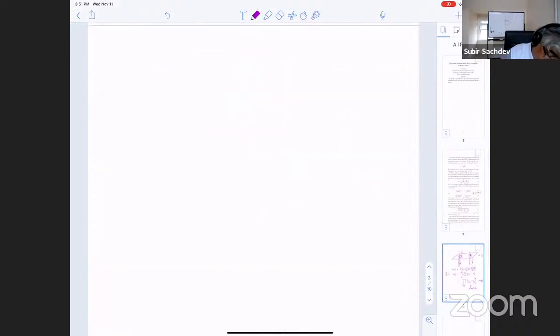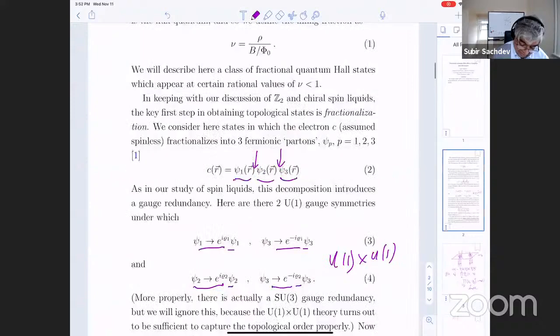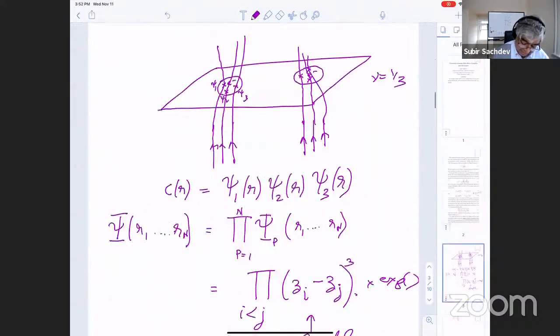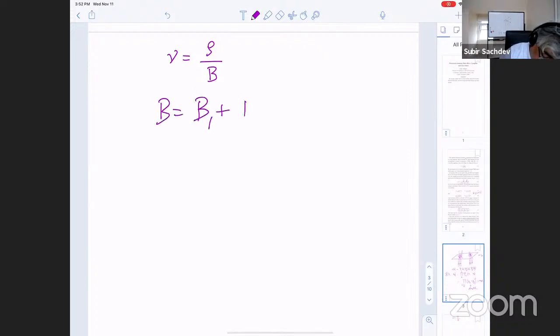So we have the filling fraction of the original electron, which is the density of electrons divided by B. I'll just drop the factors of phi naught, since they are very common and just make life very complicated. So the filling fraction of the electrons is ν, and we also have B equals B1 plus B2 plus B3.